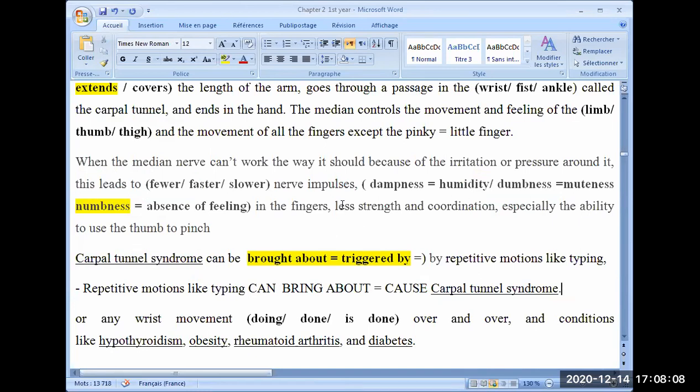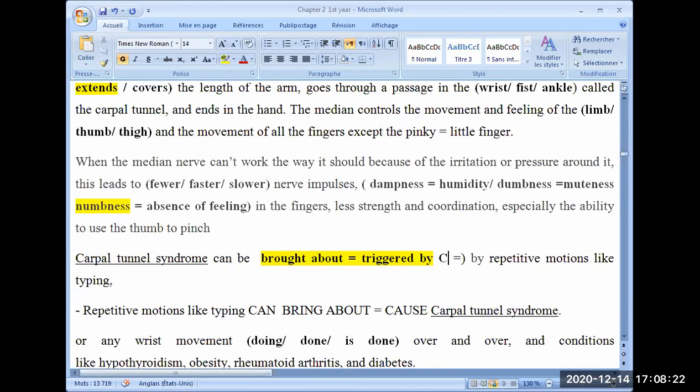Now we'll get the active form. Repetitive motions like typing can bring about or can cause carpal tunnel syndrome, and the passive form: carpal tunnel syndrome can be brought about, can be triggered by, can be caused by repetitive motions like typing. Okay, I think everything is clear now.